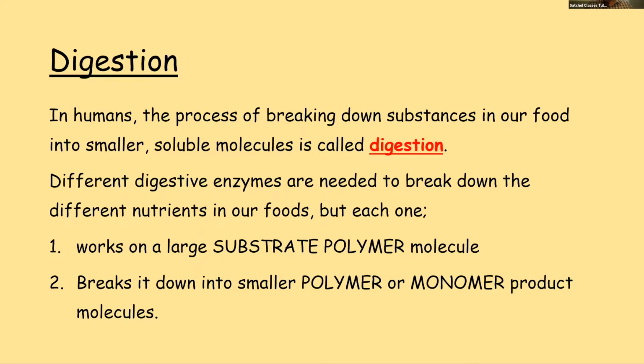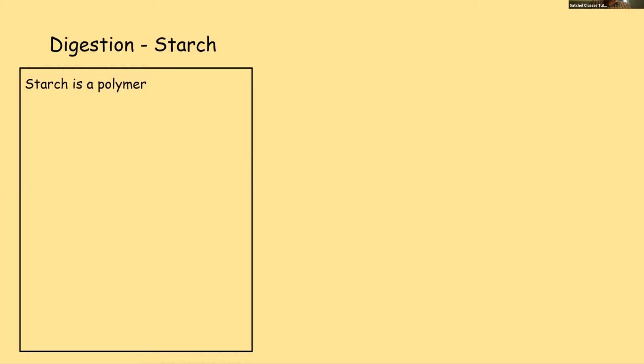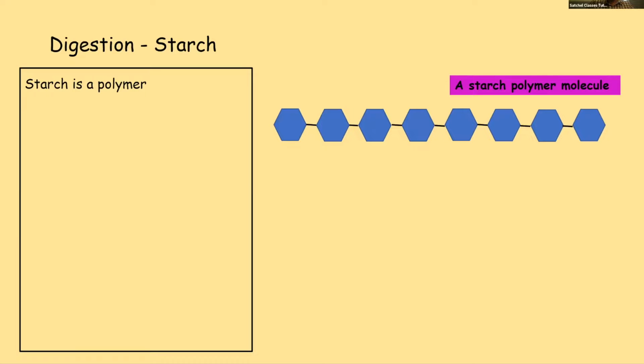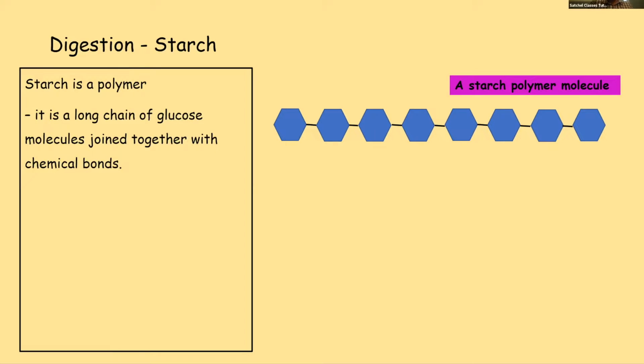Let's have a look at what this means with some specific examples from the human digestive system then. Starch. Starch is a polymer. It's a storage molecule for energy. If you like, it can look something a bit like this. Lots of the same monomer unit joined together. I mean, this is a very shortened version of a starch polymer molecule, but it essentially is the same idea. It's a repeating pattern of the same monomer joined together by chemical bonds. In this case, the repeating monomer is glucose. Starch is a long chain of glucose molecules joined together with chemical bonds.